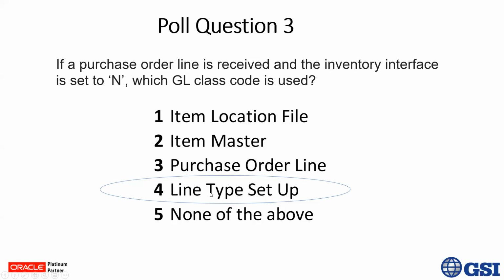Number 4, that was the intent when I worded the question, but I can certainly see that if you said the purchase order line, well, guess what? If I enter the PO line and I have it set to end, the geo class is going to default from the line type setup onto the purchase order line. Then it will be used from there. So technically, it could be 3 or 4 would be the proper answer. You guys get what I'm saying here, which is the main goal.